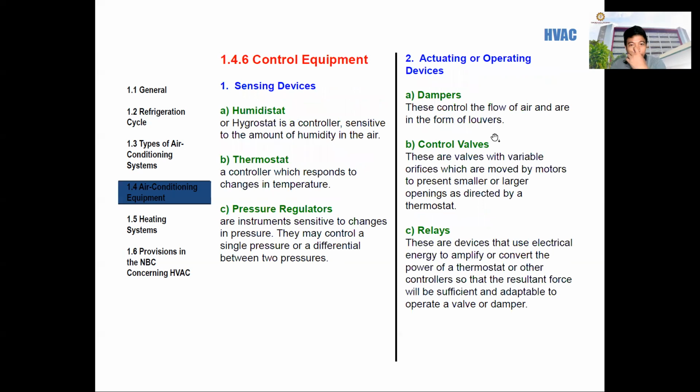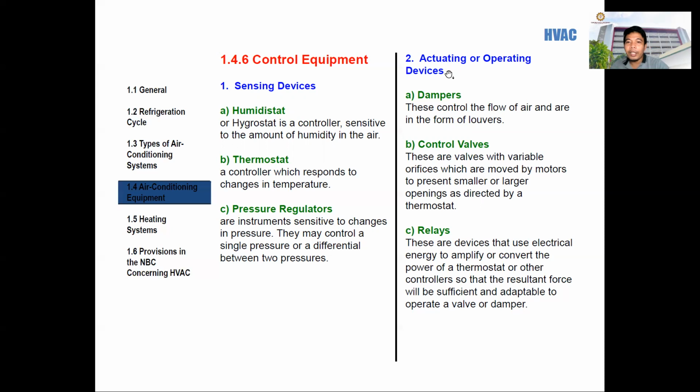So next we have the control equipment. You have sensing devices and actuating or operating devices. The humidistat or the hygrostat is a controller sensitive to the amount of humidity in the air. Also, we have the thermostat, usually used in window type air conditioning units, a controller which responds to changes in temperature. And then we also have pressure regulators, which are instruments sensitive to changes in pressure. They may control a single pressure or a differential between two pressures.